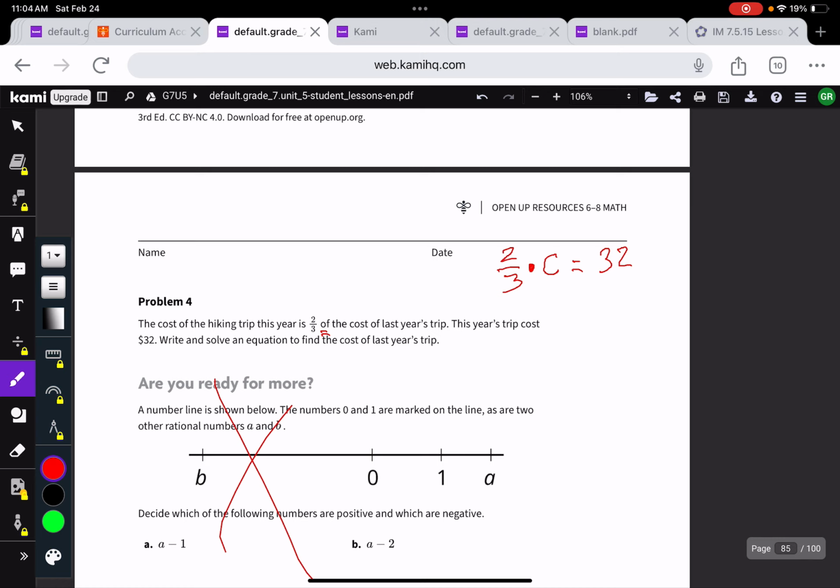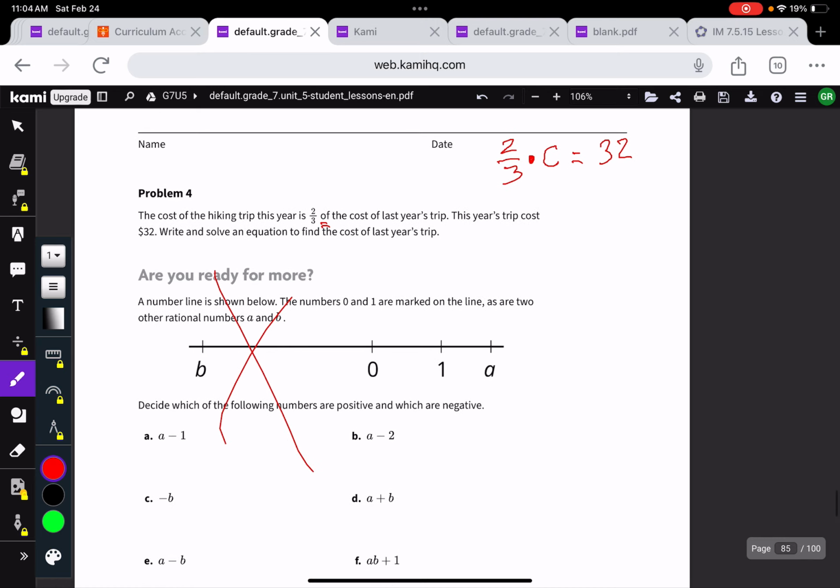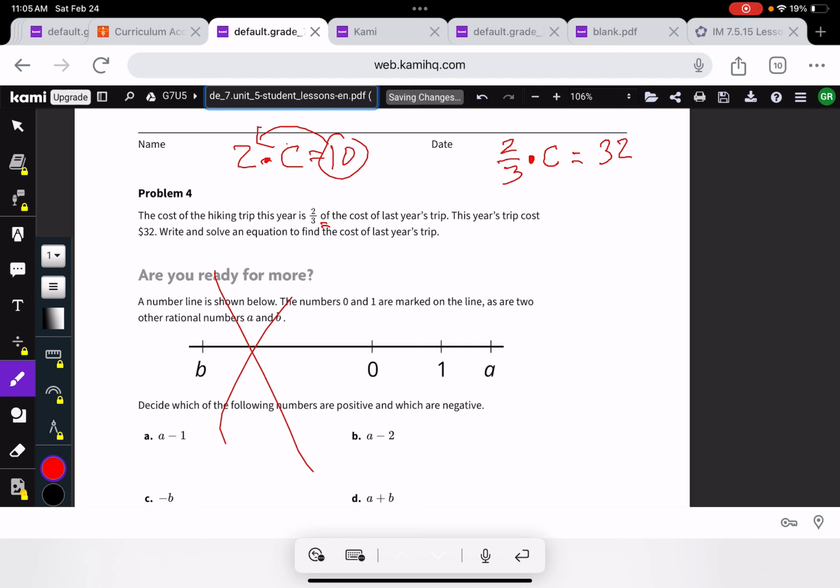That might sound like gibberish, but let's do it the old-fashioned way. If I said, hey, 2 times what equals 10, if I said 2 times the cost equals 10, how did I solve it? Well, we all know it's 2 times 5. Again, how do I get the number 5? I take this number and I divide it by that number. So I'm going to do the same thing. I'm going to take this number and divide it by that number, which is 32 divided by 2/3.